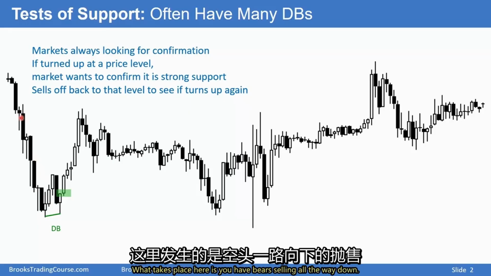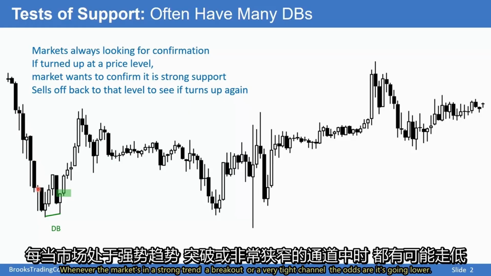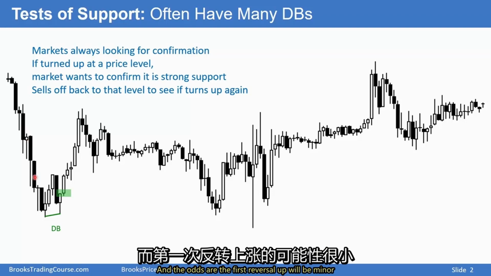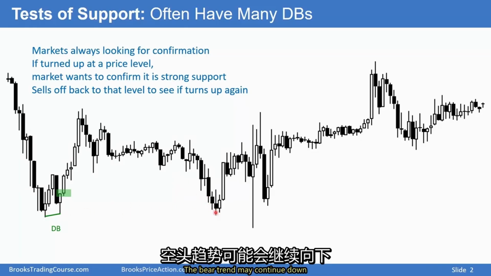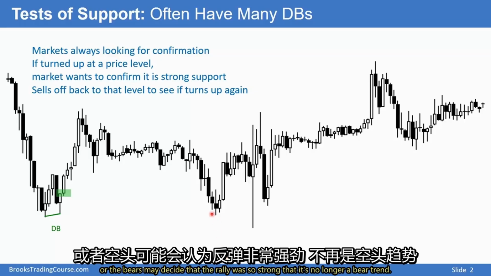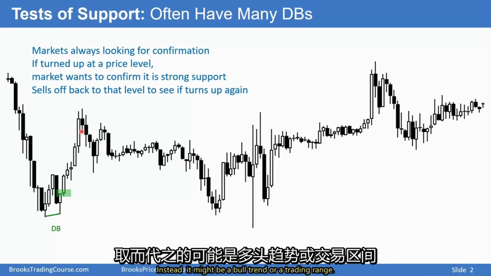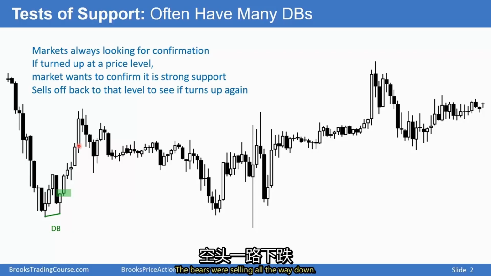What takes place here is you have bears selling all the way down. Whenever the market's in a strong trend, a breakout, or a very tight channel, the odds are it's going lower. And the odds are the first reversal up will be minor, and the market will have to come back down and test those lows. The bear trend may continue down, or the bears may decide that the rally was so strong that it's no longer a bear trend. Instead, it might be a bull trend or a trading range.